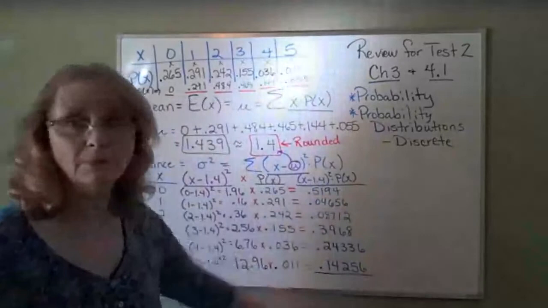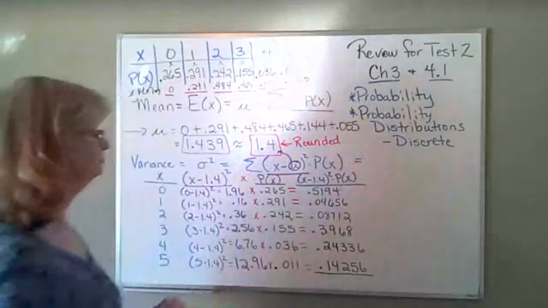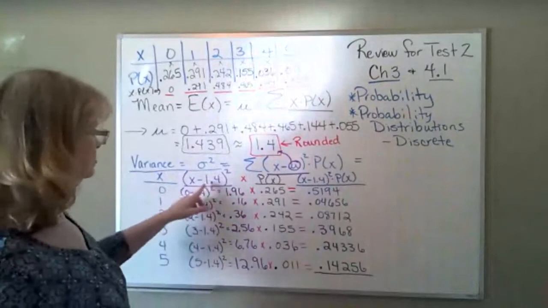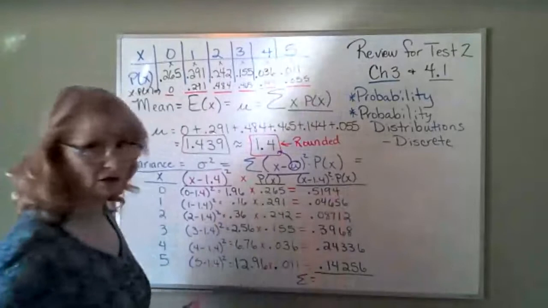Then these numbers are the numbers I need to add to get the variance. Okay? So I'm finding the variance, which is called sigma squared. I took each data value, subtracted the mean, and squared it, multiplied those by their respective probabilities, and now I need to find the sum of those. So I'm going to add all of those together, and that's going to be the variance.